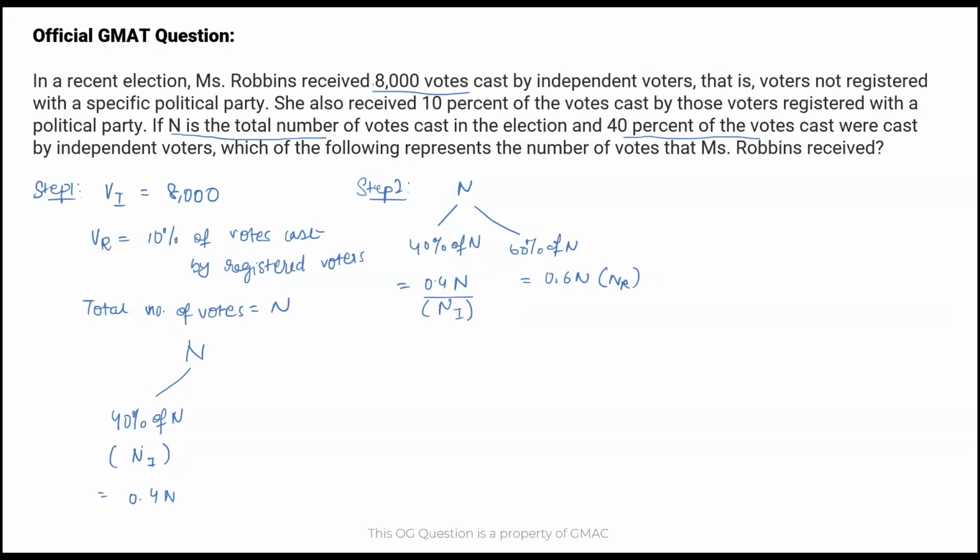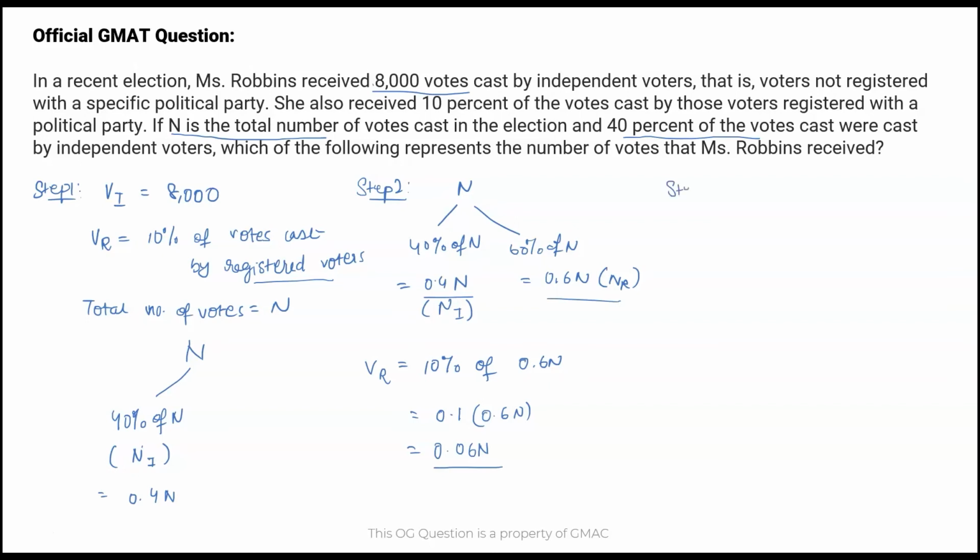Now we also have that the number of votes that Miss Robbins received was 10% of the votes cast by registered voters. So 10% of, and now we have found the number of registered voters to be 0.6 n. So it will be 10% of 0.6 n. We can write this as 0.1 into 0.6 n, which gives us 0.06 n. So this is the total number of votes that Miss Robbins received and which were cast by registered voters.